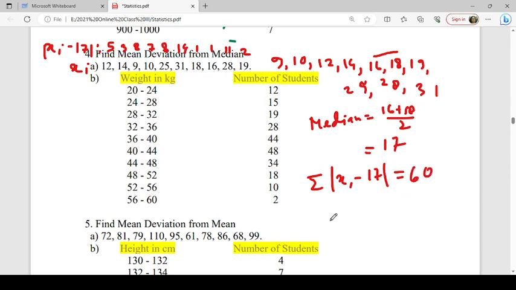and mean deviation from median is 1 by 10 into 60 is equal to 6. So answer here is 6. Mean deviation from median is 6.